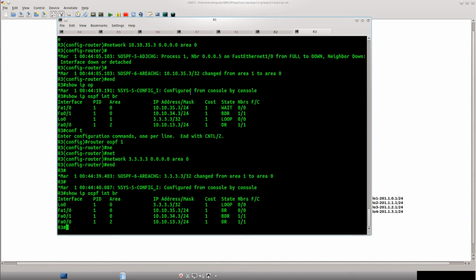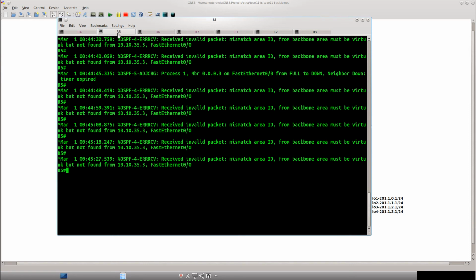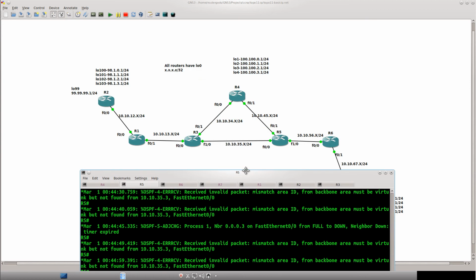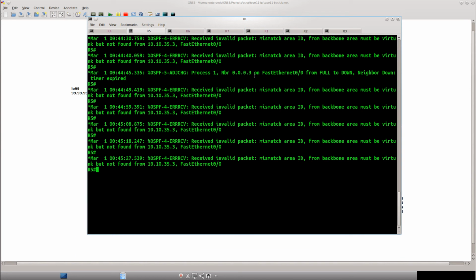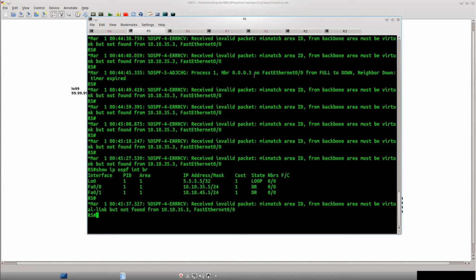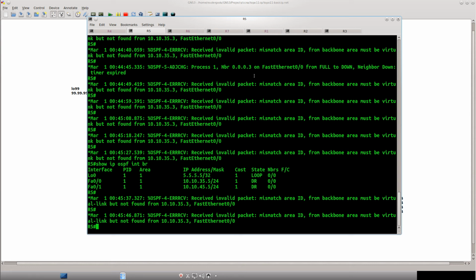And we're going to finish it up by going to R5, or finish it up for this triangle. Show IP OSPF interface brief. So this is our current picture. We've got 3 interfaces in area 1. We're going to change that to make 2 of them as area, or actually 4, 5, 3. We're going to make all of this into area 0.